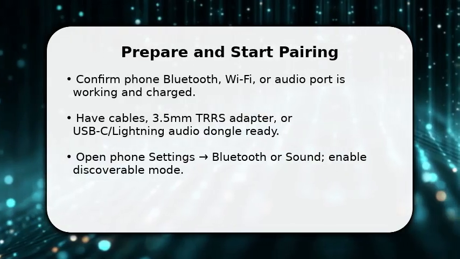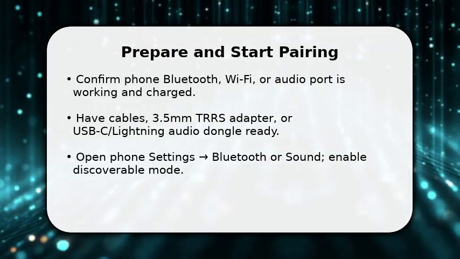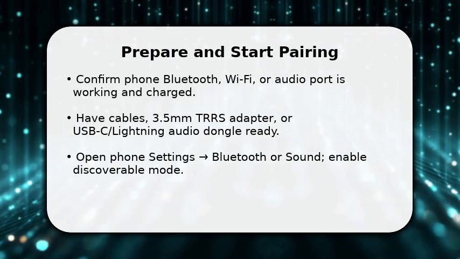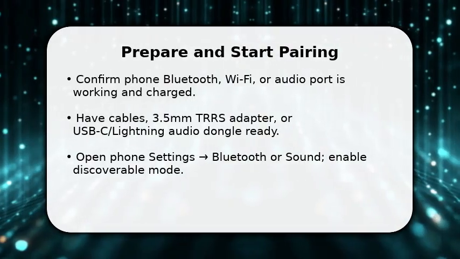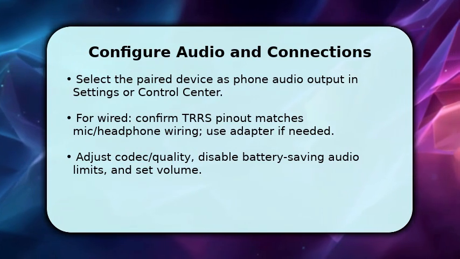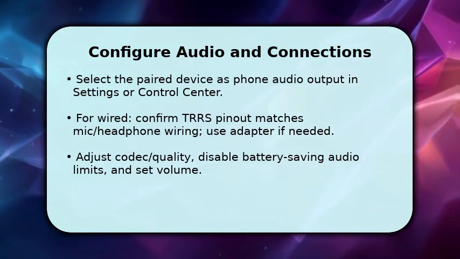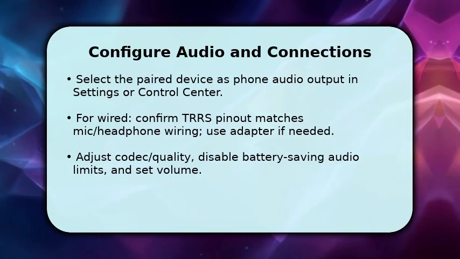Now, put the speaker or headset into pairing or input mode and tap the device name in Settings. This establishes the initial link and tells the phone where to send audio. Once paired or plugged in, you choose the output explicitly. Open Audio Routing or Control Center and pick the device so media follows that path.